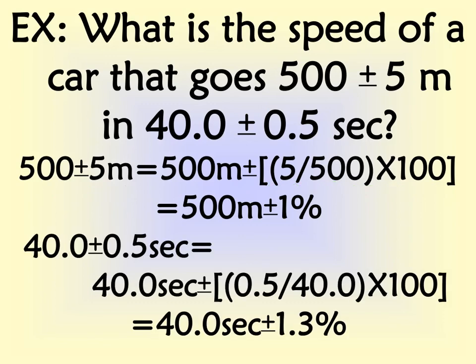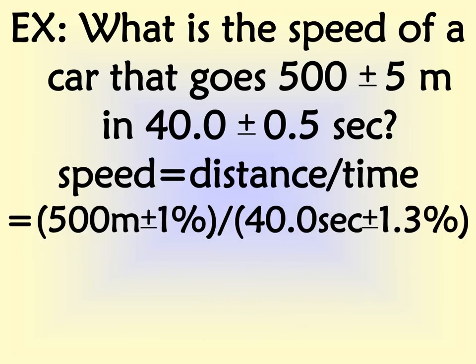We have to do the same thing with the time, get its relative uncertainty. So I keep the measurement, which is the 40 seconds, and now I figure out the relative uncertainty by dividing 0.5 by the 40. The absolute uncertainty divided by the value, the measurement value. And then I multiply by 100. So 40 plus or minus 0.5 seconds is the same as 40 seconds plus or minus 1.3%.